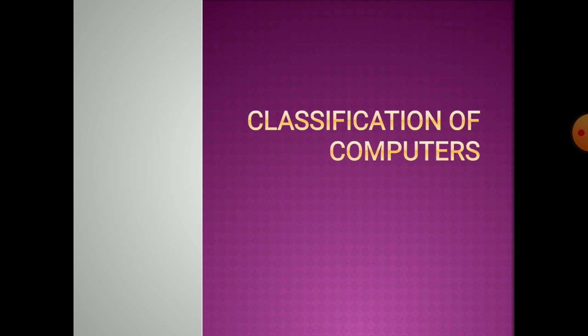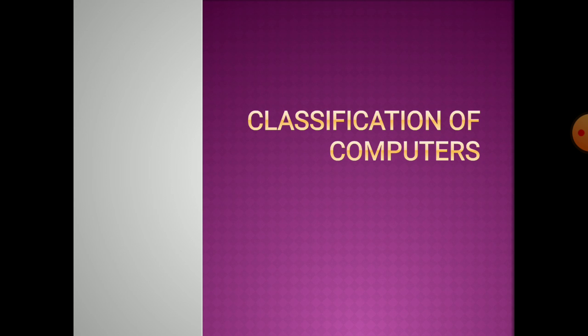So in the previous class we were dealing with the generations of computers. We had seen that there are 5 generations, named the first generation, second generation, third generation, fourth generation and fifth generation. At the end of the explanation, I had given you a comparison table.